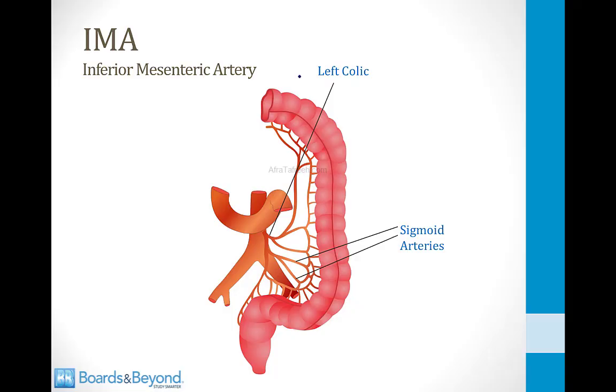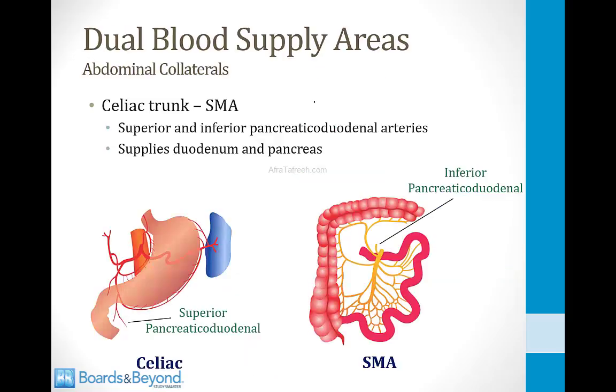The first major branch is the left colic, which supplies blood to the distal portion of the transverse colon and the descending colon. There are then a series of sigmoid arteries which supply blood to the sigmoid colon. Now that we've talked about the three major vessels that branch off the abdominal aorta, let's talk about dual blood supply areas.